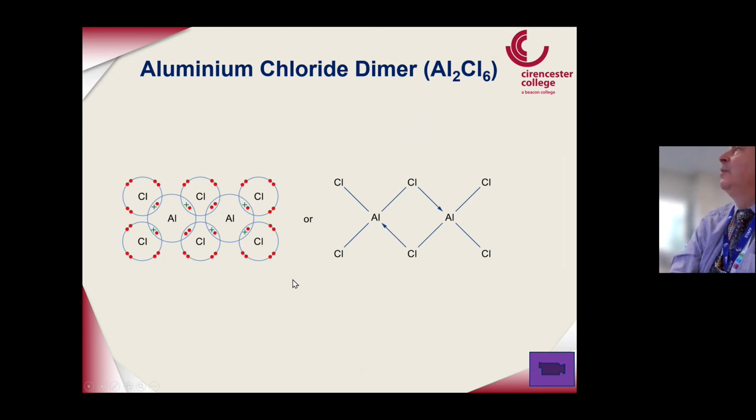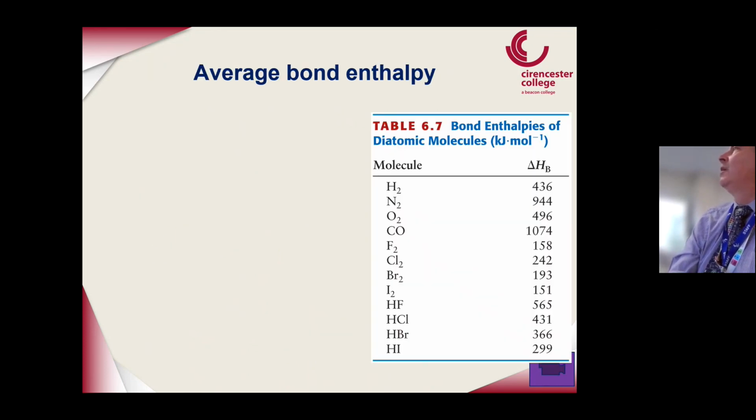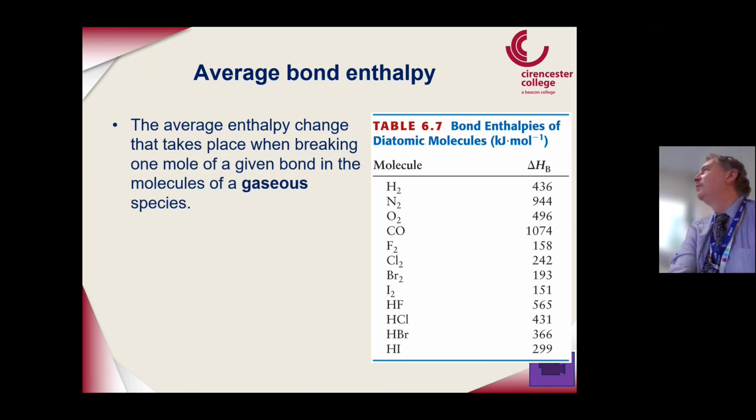So if we look at the dimer, here you can see we've got 1 aluminium chloride here, and they can overlap. The lone pair from this chlorine can fill that aluminium's spare orbital, and the lone pair from this chlorine can fill this aluminium's spare orbital. We can draw it like this, showing the lone pair going from the chlorine to the aluminium, and from that chlorine to that aluminium. So that's the dimer. Now we can look at average bond enthalpies.